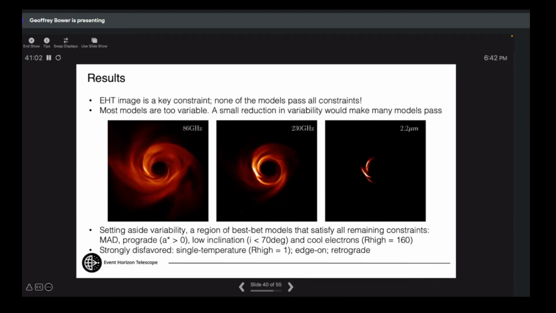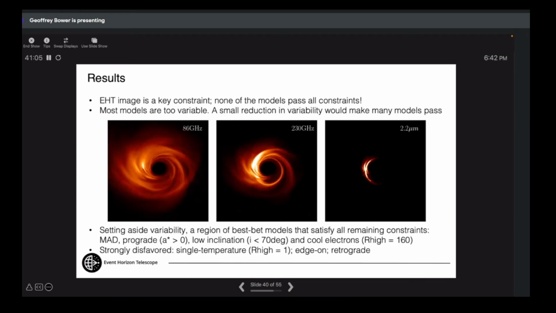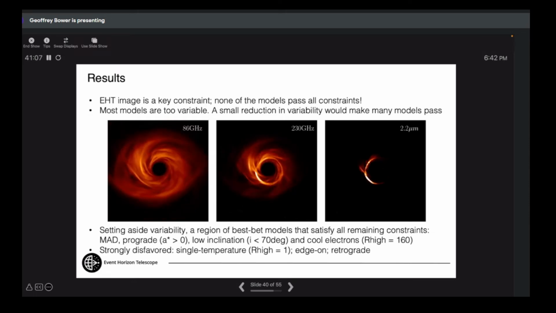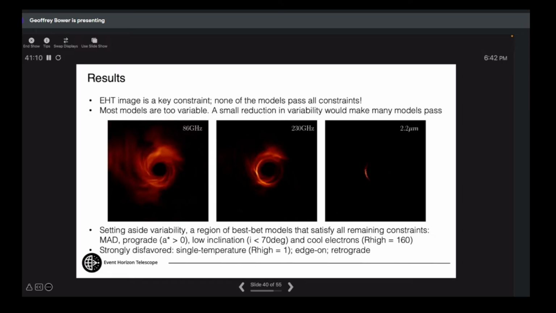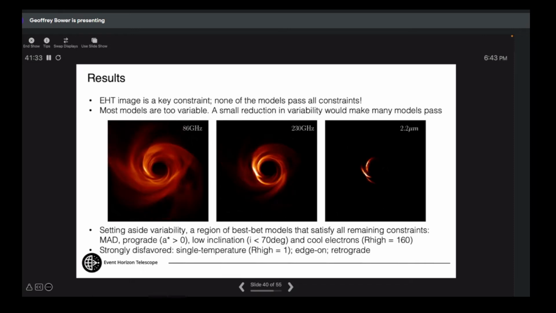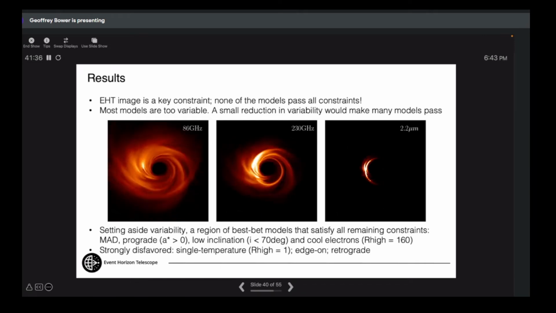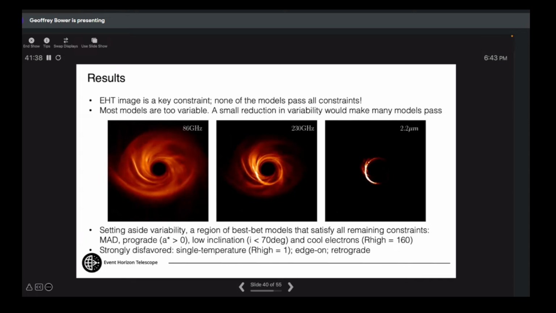And actually what is truly remarkable is that none of the models, none of this enormous ensemble of models that we use, actually satisfies all of the constraints. A really difficult constraint to satisfy is variability, just variability of the light curve. The GRMHD models tend to produce more significantly variable light curves than what we actually observe.